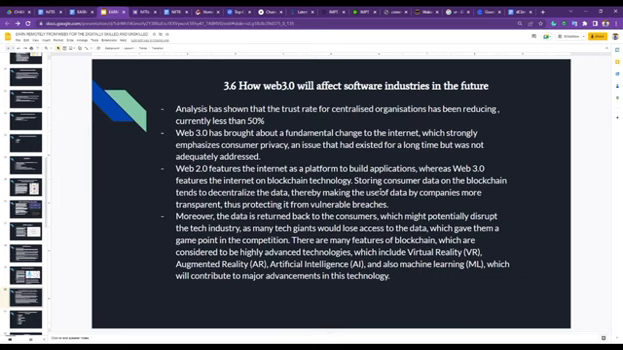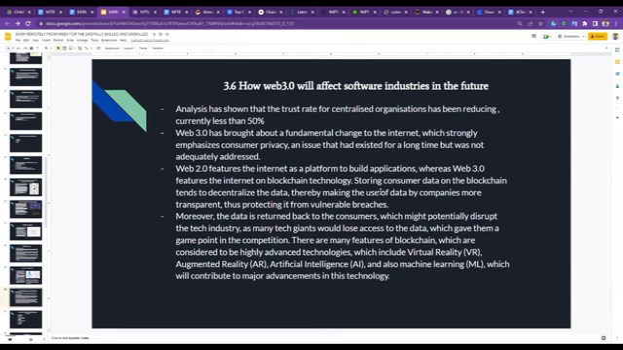So Web 2.0 features the internet as a platform to build applications, but Web 3.0 features the internet on blockchain technology. So when you think of blockchain technology, think of Web 3.0. When you think of the normal internet that we use, including social media, which is a product of Web 2.0, think of Web 2.0. Storing consumer data on the blockchain tends to decentralize the data. All this data that Facebook is centralizing on their server, Google is centralizing on their server, is thereby decentralized, making the use of data by companies more transparent.